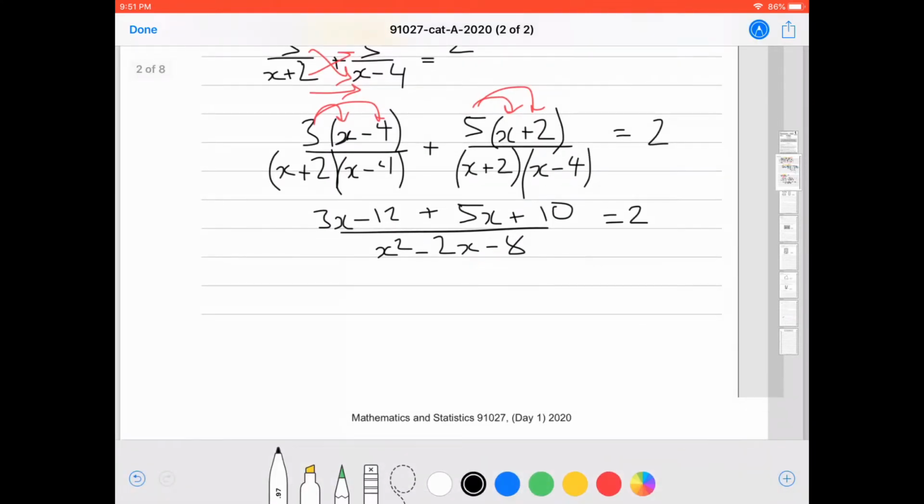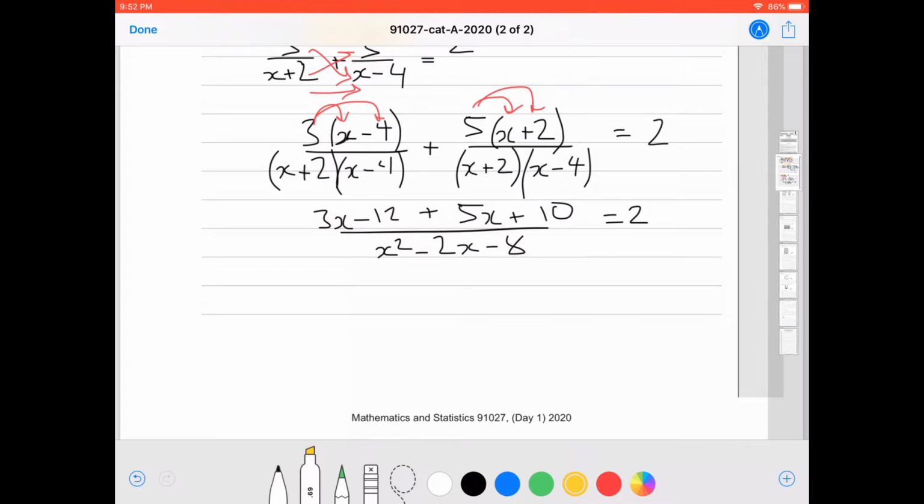Okay, and at this point, we've got this quadratic on the denominator. Let's multiply by x squared minus 2x minus 8 on both sides to get rid of that sort of nasty denominator. It's the only way to continue making progress in this question. At the same time, we'll collect like terms.